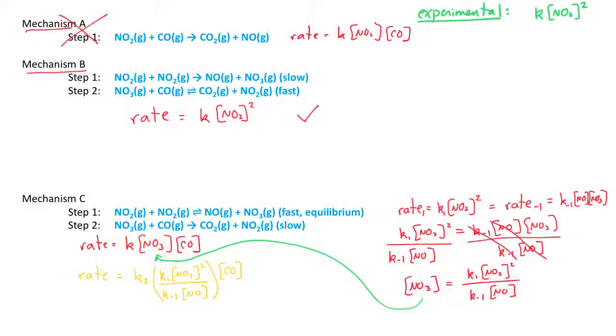At this point we've solved far enough, and what we can tell is that no matter what we do here, the rate law for the slow step is going to have the term CO in it. Because we know that, according to the experimental rate law, the exponent on CO is 0, the correct mechanism according to our experimental data is going to be mechanism B.